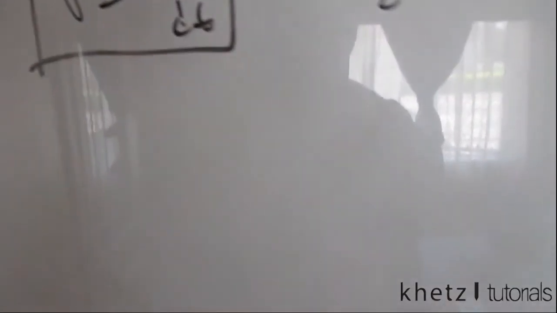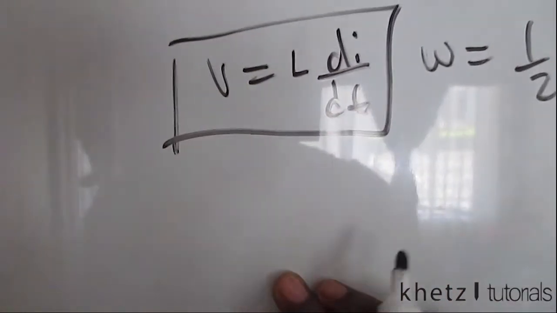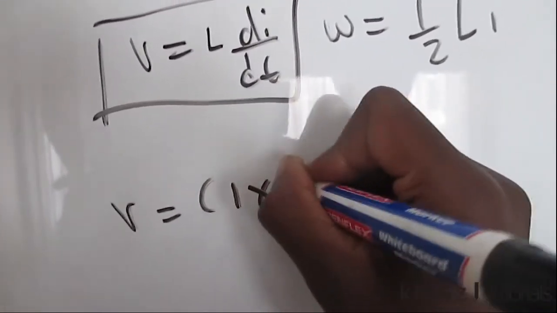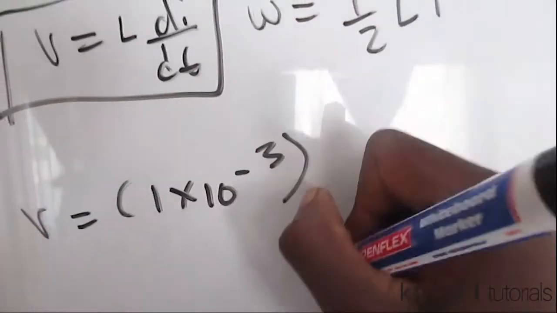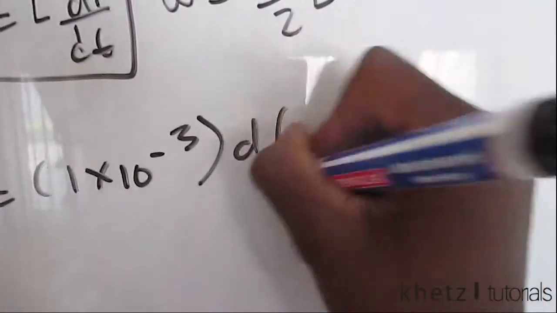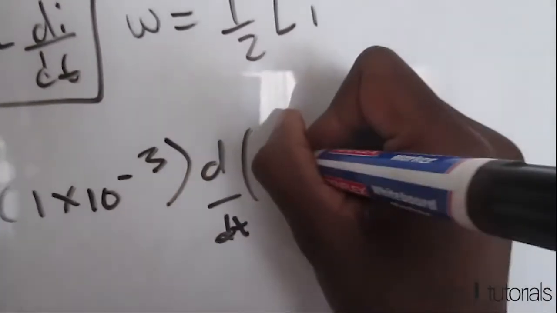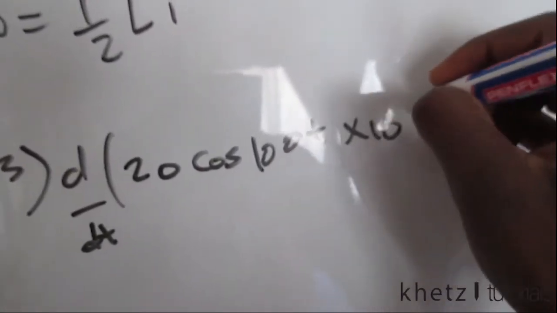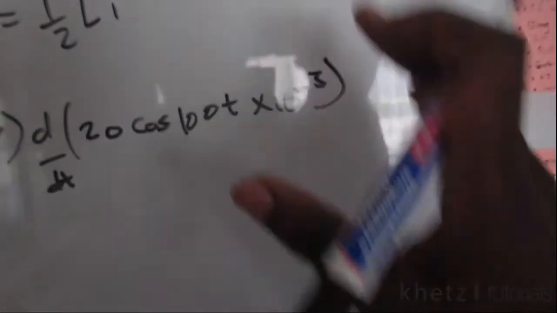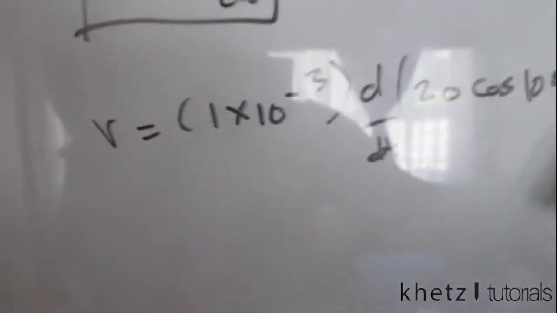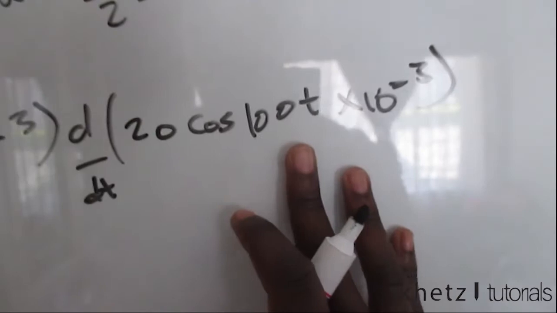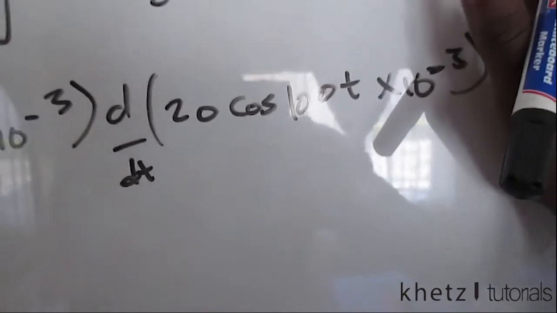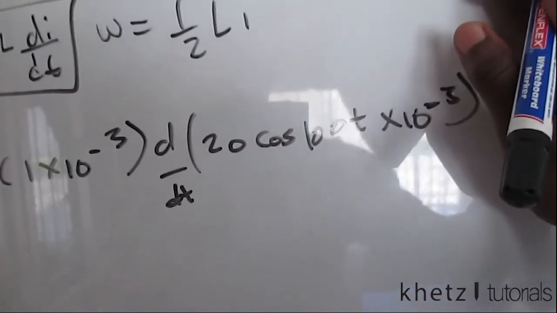So let's continue. For V, which is the first part, the voltage, V is equal to L, which is 1 millihenry, so 1 times 10 to the minus 3, multiplied by the derivative of the current function, which is given to us as 20 cos 100t times 10 to the minus 3. All we have to do is differentiate this and then multiply everything out. So just familiarize yourself with derivatives.